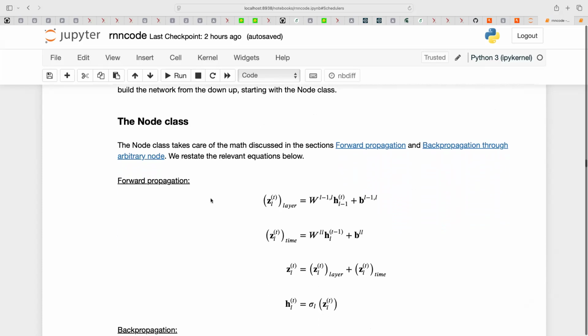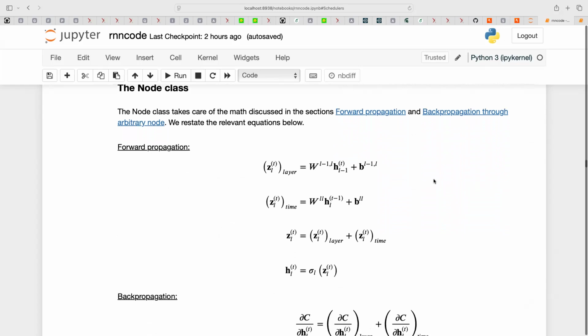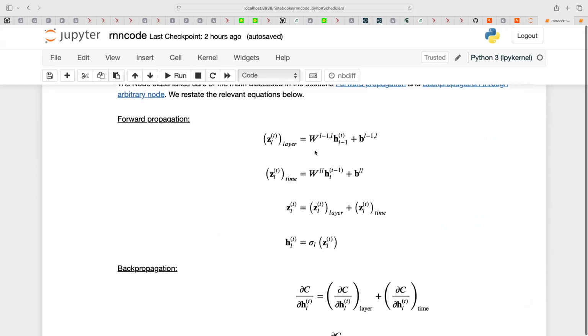So this node class takes care of the math which we discussed in forward and back propagation. So I'm just restating the equations here. So there is the input to a specific node with information from the previous layer. And this quantity here will then have information from the previous time steps, which you have here. And then it would also have information at the same time step.